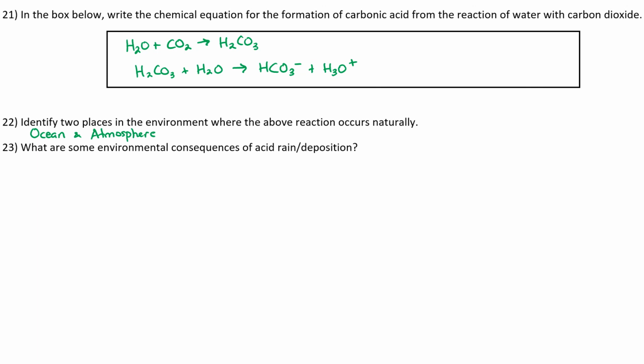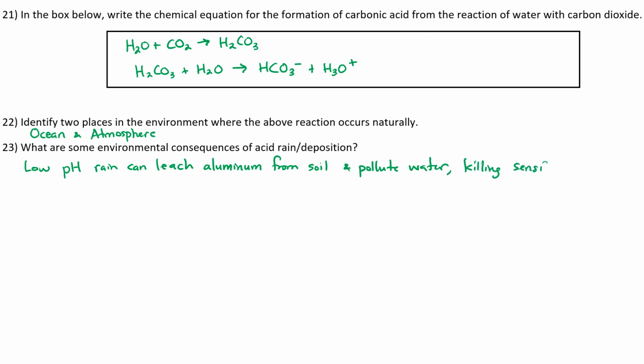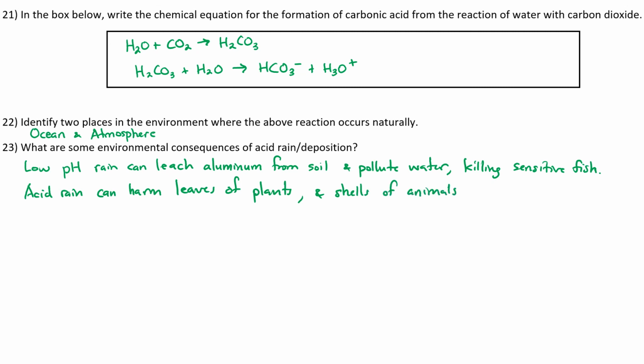What are some environmental consequences of acid rain or deposition? Low pH rain can leach aluminum from soil and pollute water, killing sensitive fish. Acid rain can harm leaves of plants and shells of animals like snails.